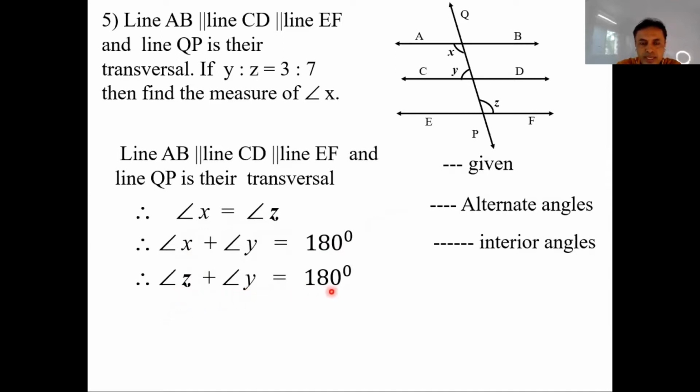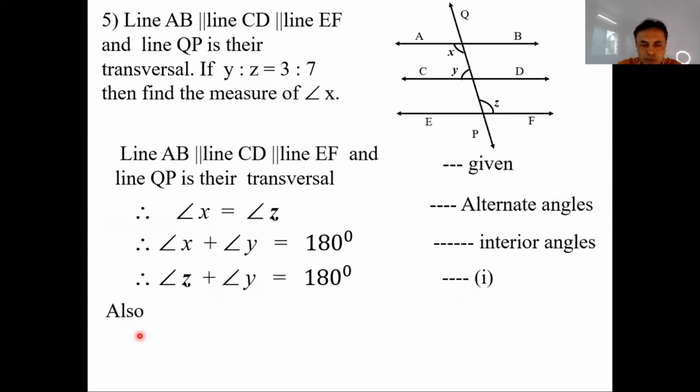Why have we created this relation? Because we have a measurement value in terms of Y and Z only. That is why we have created a relation between angle Y and angle Z. But again the confusion is that they have not given the value of angle Y and angle Z directly. They have given angle Y to angle Z as 3:7. So taking this into consideration with a multiplying factor, I am giving this equation, angle Y plus angle Z equal to 180, as equation number 1.